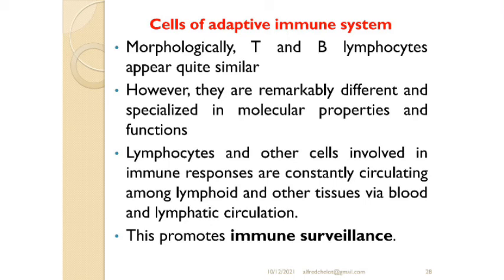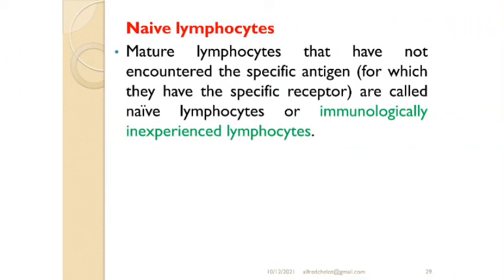Lymphocytes and other cells involved in the immune response are constantly circulating among the lymphoid and other tissues via blood and lymphatic circulation. And since they are constantly circulating within the body system, they promote immunological surveillance. Then naive lymphocytes are mature lymphocytes that have not encountered the specific antigen for which they have specific receptors, and they are also referred to as immunologically inexperienced lymphocytes.